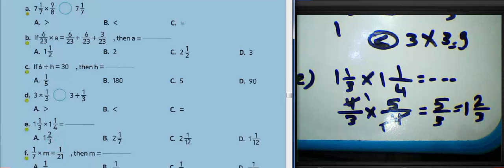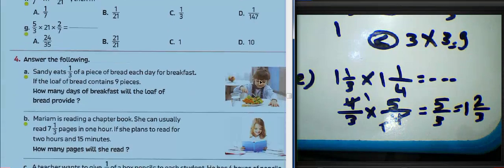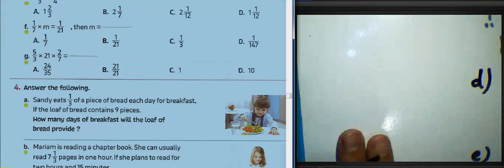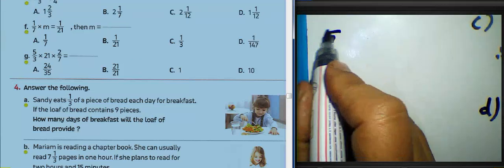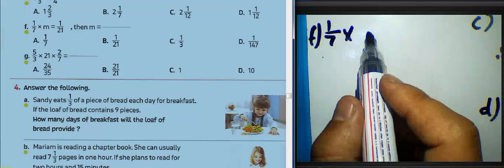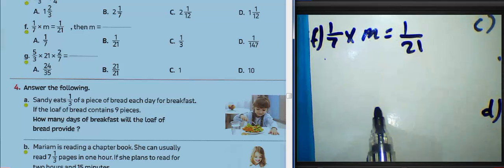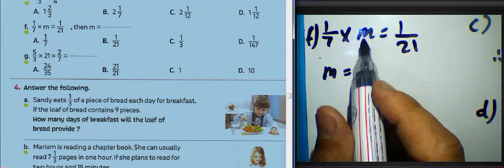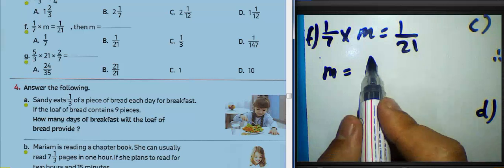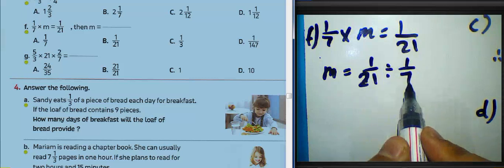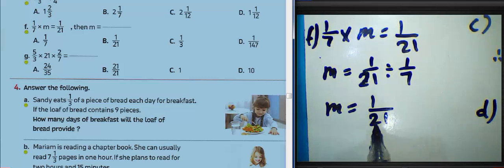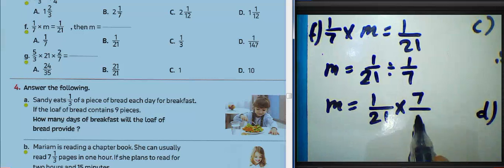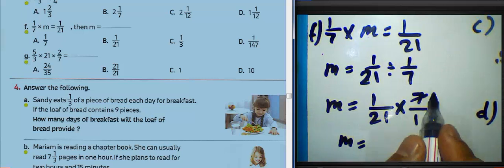Okay. Question letter F. 1 over 7 multiplied by M equals 1 over 21. Who can tell me how to find the value of M? You must divide this number: 1 over 21 divided by 1 over 7. M equals 1 over 21, and then convert from division to multiplication and write the inverse of this fraction. It will be 7 over 1. So M equals 7 divided by 7 equals 1.